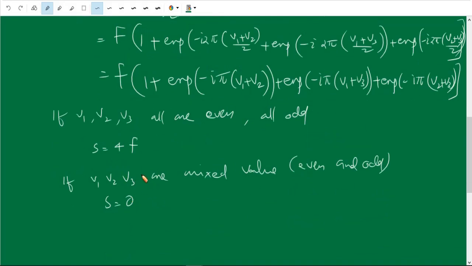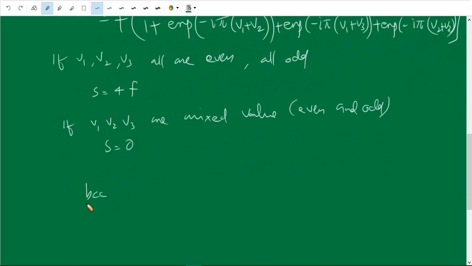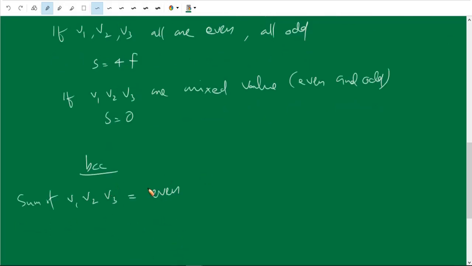Okay. So we can summarize this. For BCC, X-ray diffraction occurs from planes with indices V1, V2, V3 whose sum is even. In FCC, if the indices of the plane V1, V2, V3 are all odd or all even, then the diffraction occurs.